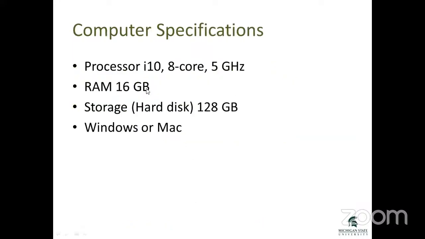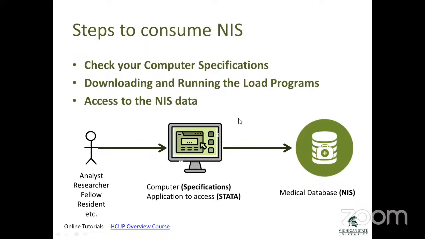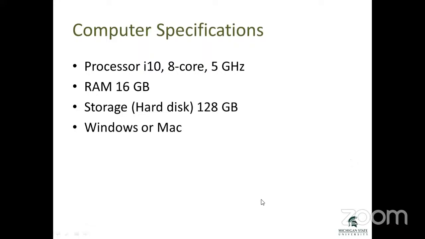The computer specification is a processor i10, 8 core, and 5 gigahertz. The RAM should be 16 gigabytes or more, and the storage, the hard disk, is 128 gigabytes or more as well. We can use Windows or Mac. After we finish the computer, we need to go for Stata.